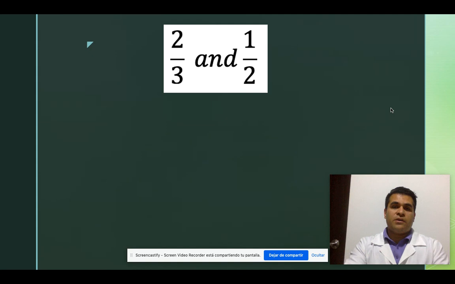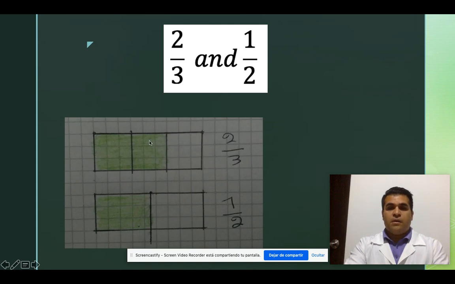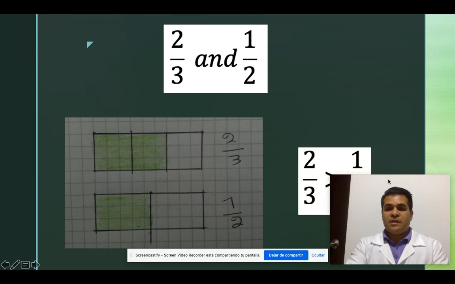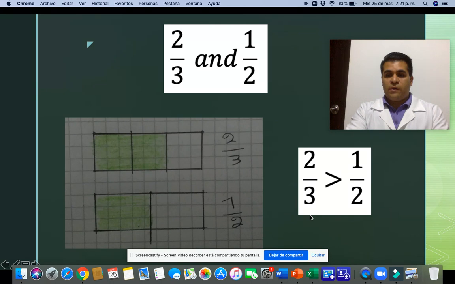Okay, we are going to continue. We are going to compare these two fractions. You have 2/3 and a half. We represent them. 2/3 is like that and 1/2 is like that. So you notice that 2/3, this part is bigger than this part. So this fraction is bigger than this one. And we represent it like this: 2/3 is bigger than 1/2.